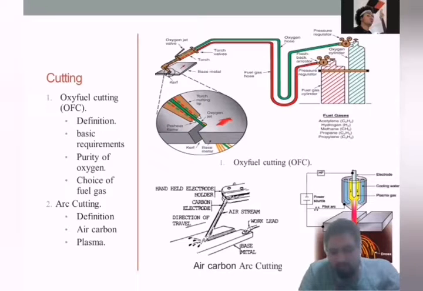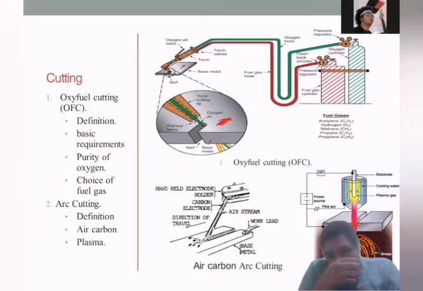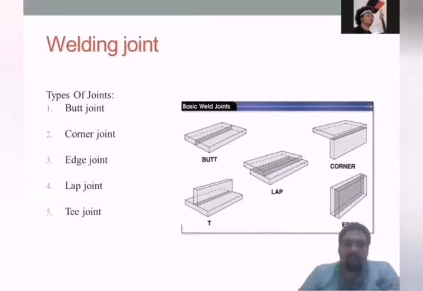In the last one, arc cutting, we can divide it into two sections: air carbon cutting and plasma cutting. The plasma section has very high production and very high quality, and also has very small mistakes and develops a very clean piece. Next, I'm going to move to my friend, who will explain the welding joint. Saud.